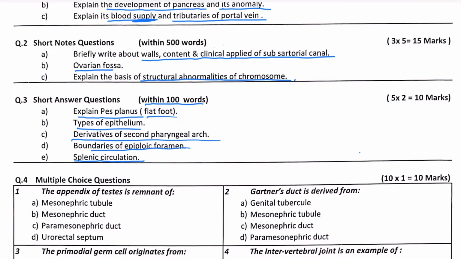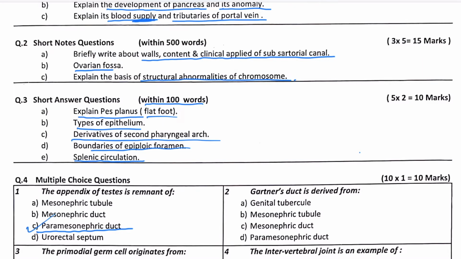This I believe I've already explained it somewhere, either in paper 2 part 1 or paper 2 part 2. I think in paper 2 part 1 I've explained about this. So the answer here is paramesonephric duct. The cranial remnant of this duct in males is called appendix of testis, also called hydatid of Morgagni. And the caudal remnant of this duct in males is called the prostatic utricle. Yes, now I remember I have explained it in paper 2 part 1. Paramesonephric duct is also called Mullerian duct.